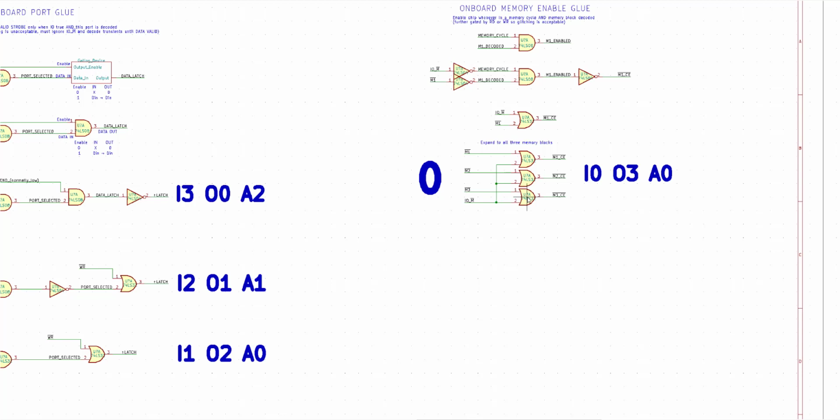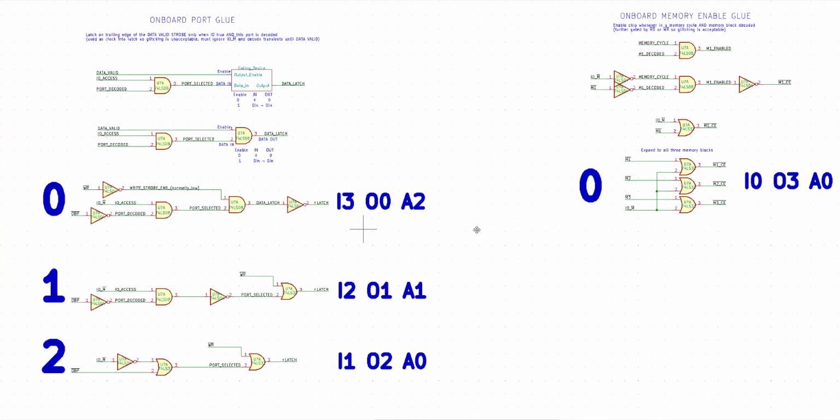If those devices didn't use that data valid signal or the read or the write line, then we would have needed to be more careful to make sure that we didn't get glitches out of ours, just like we did on the onboard port latch. Now let's finish up by looking at the transceiver glue requirements.